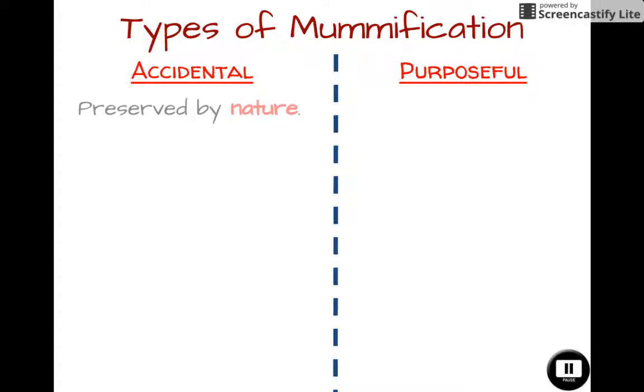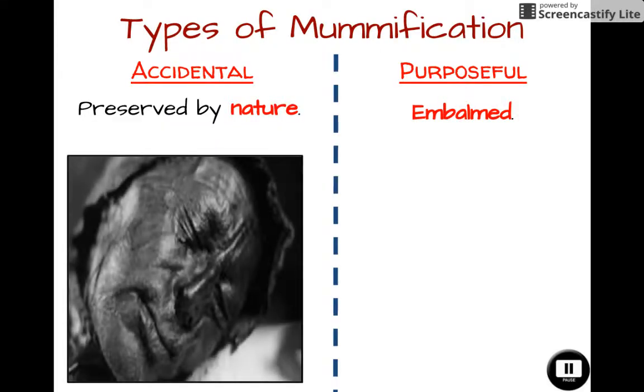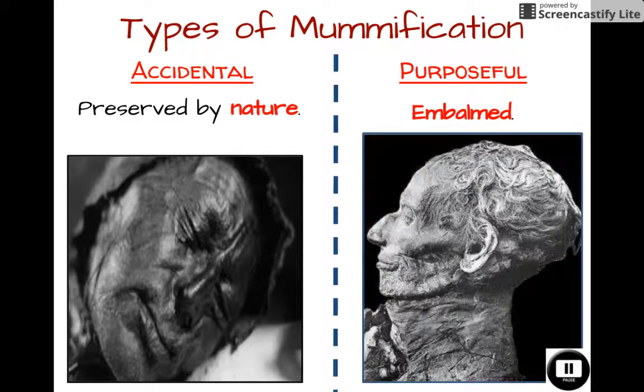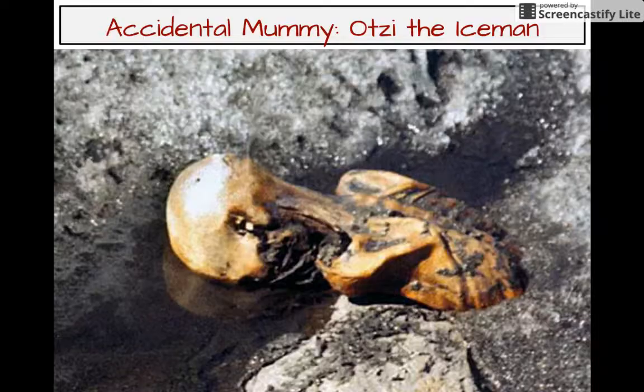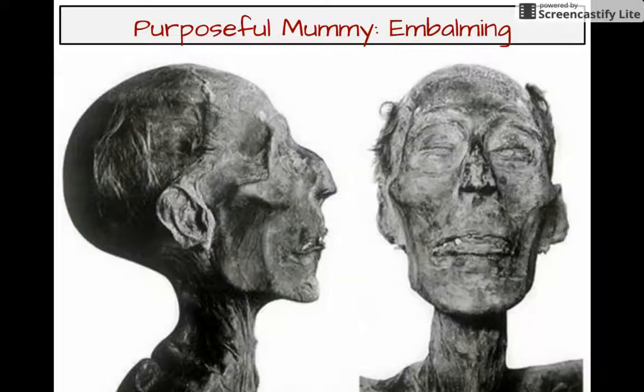If you're accidentally mummified, that means that you were preserved accidentally by nature. If you were purposefully mummified, that means that you were embalmed by some other human. And here's a picture of an accidental mummy and a picture of an embalmed mummy. Again, accidental mummy, the most famous accidental mummy of them all. This is Otzi the Iceman, and we're going to look at him a little bit later on with our studies in Egypt. And then you have another mummy from ancient Egypt.